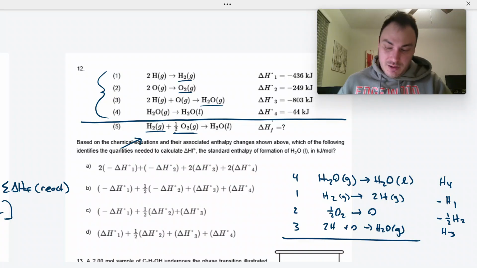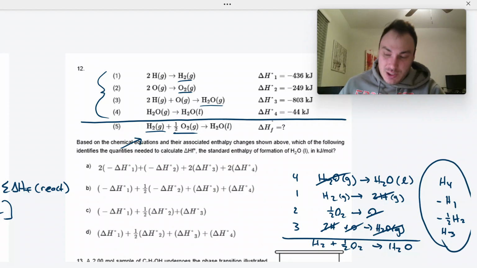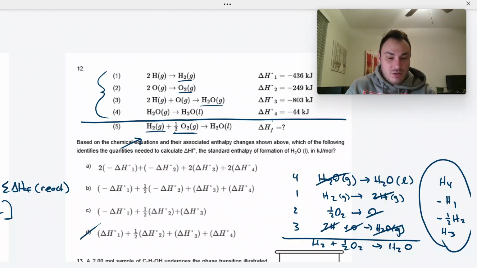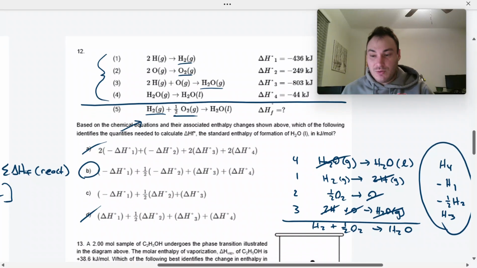Let's see what we got. H2O gas cancels. 2H cancels. O cancels, and we're left with H2 plus 1/2 O2 yields H2O. And our enthalpy is that. H4, or I guess it's going to go in order. Negative H1 plus negative 1/2 H2, so it's going to be this one, plus H3 plus H4. Okay, so the answer to 12 is B.